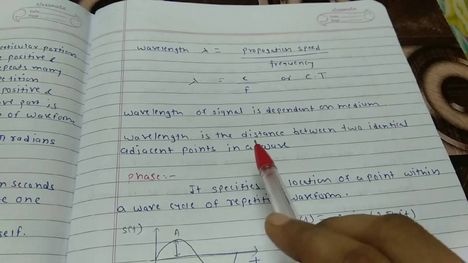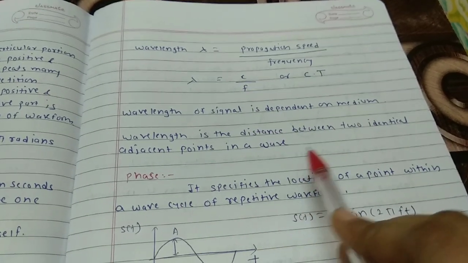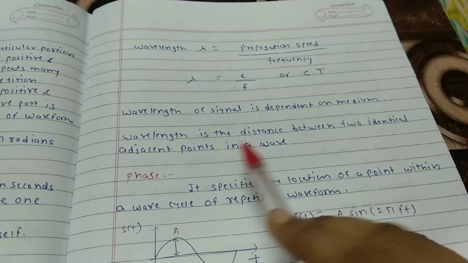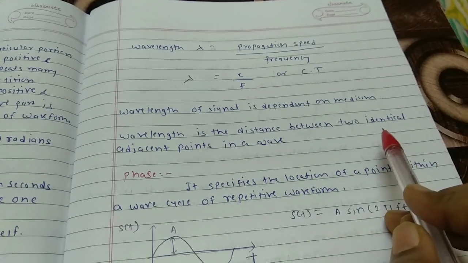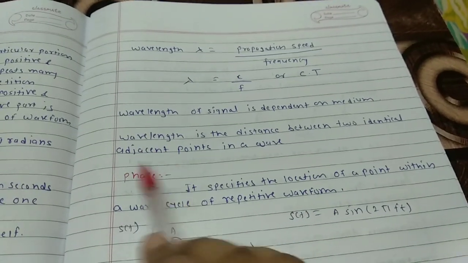The wavelength is the distance between two identical adjacent points in a waveform. So this is the simple definition: wavelength is the distance between two identical adjacent points in a waveform. It is important that the points should be adjacent.